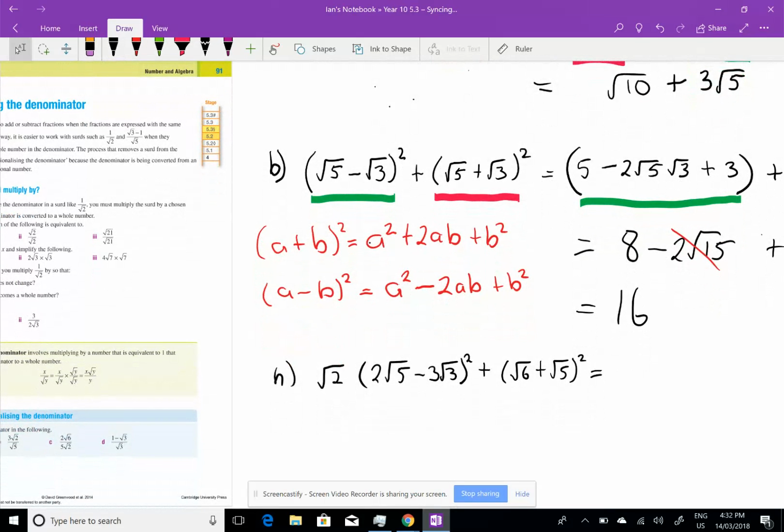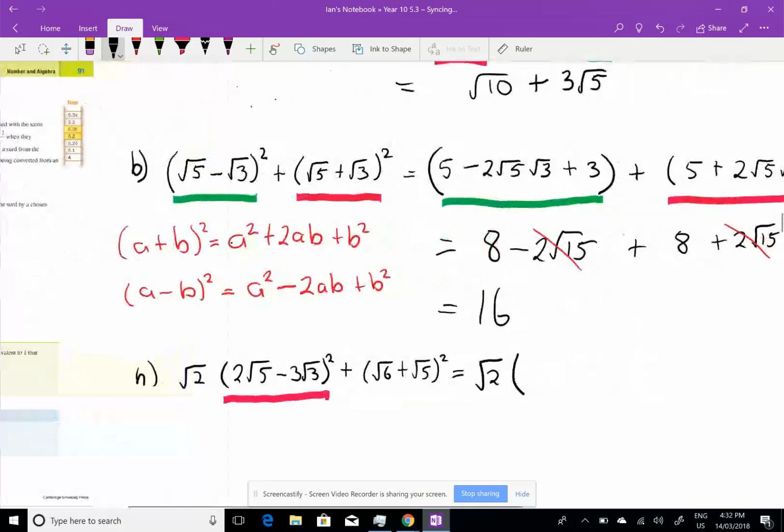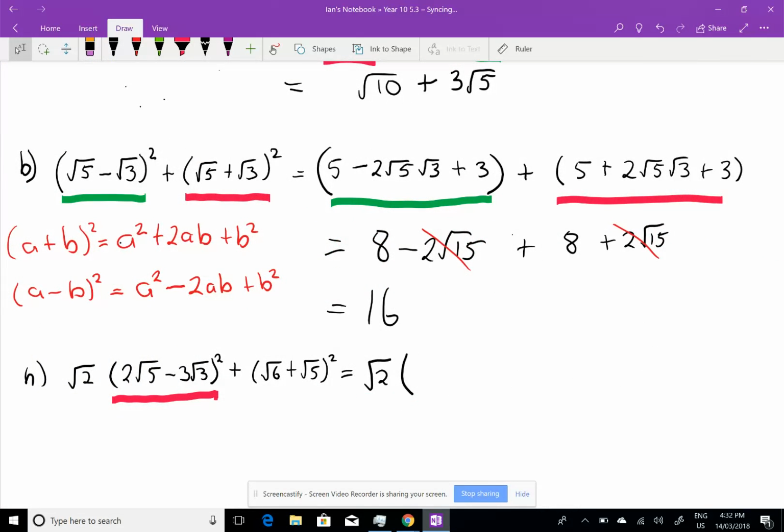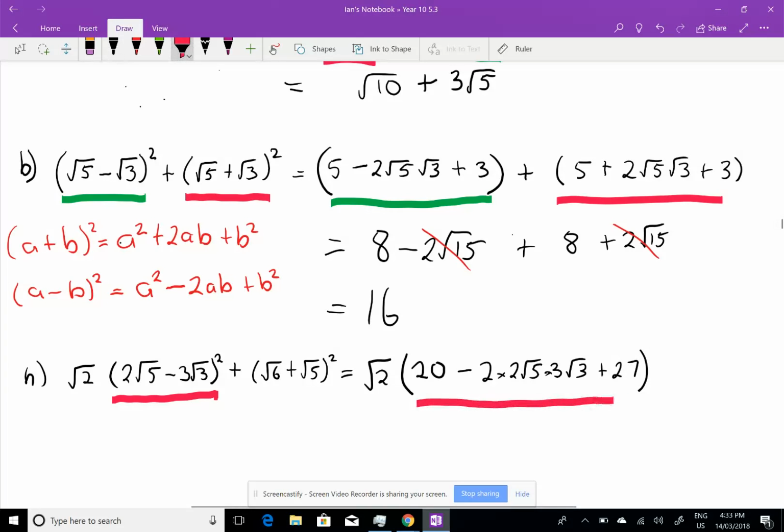Okay, well, I'm just going to expand that, and I'm going to leave that root 2 out the front. So I'm going to need a set of parentheses here. So it's the first thing squared. Well, 2 squared is 4, root 5 squared is 5, 4 times 5 is 20. Minus 2 times everything, 2 times 2 root 5 times 3 root 3. Plus the last thing squared. 3 squared is 9. Root 3 squared is 3. 3 nines are 27. Whew. And that is the expansion of that first one.